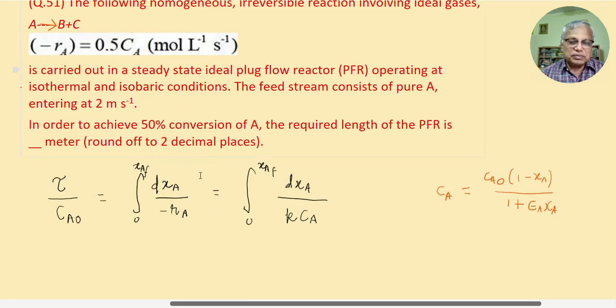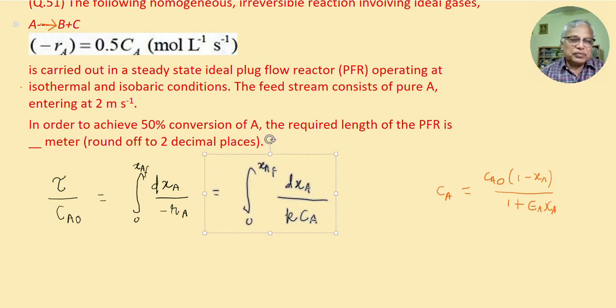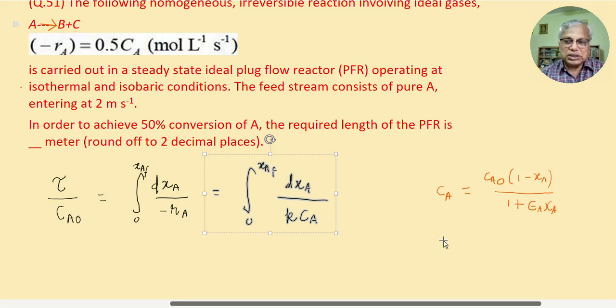So for a first order variable volume reaction taking place in a PFR, what will be this integration? You should be able to remember this integral equation of this form. We can integrate this, but in the GATE exam, you cannot afford to do the integration. It will be 3-4 steps. So it will be better if you remember the final equation of this integration. Anyway, here, for the sake of understanding, I will do the integration and you will see the final equation.